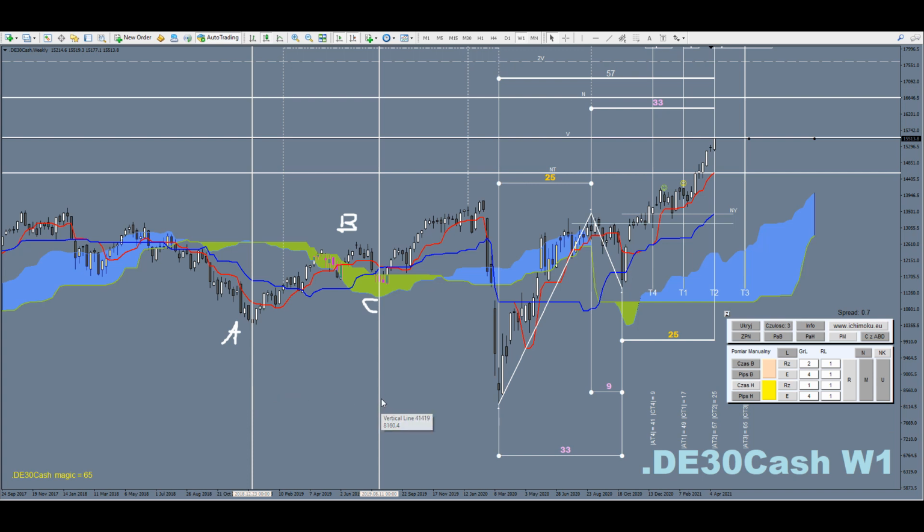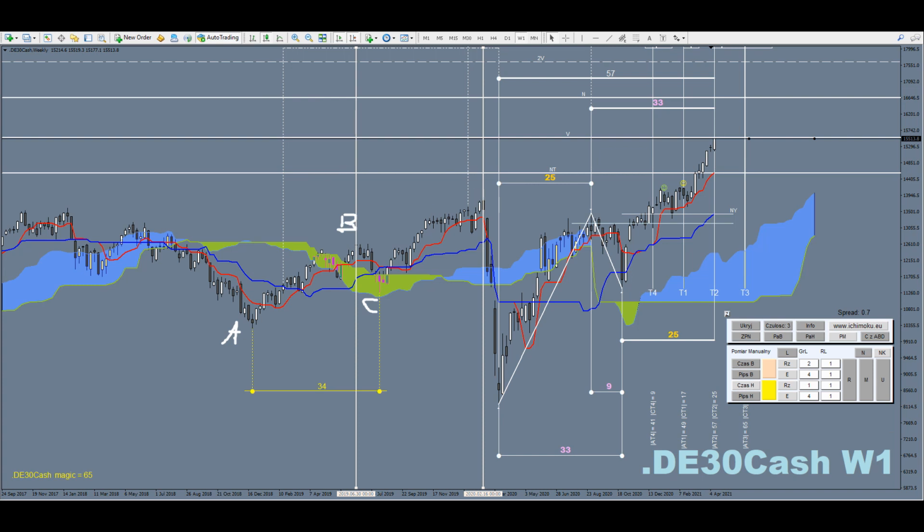Now we see the time between point B and point D, that is the point where the price changed direction, and again 34 weeks have passed. We see an incredible similarity between A and C, 33 weeks, B and D 33 weeks.